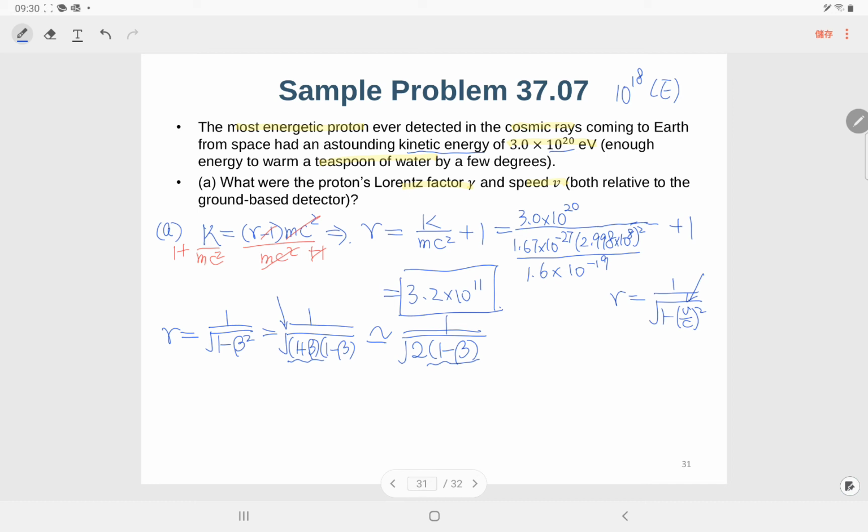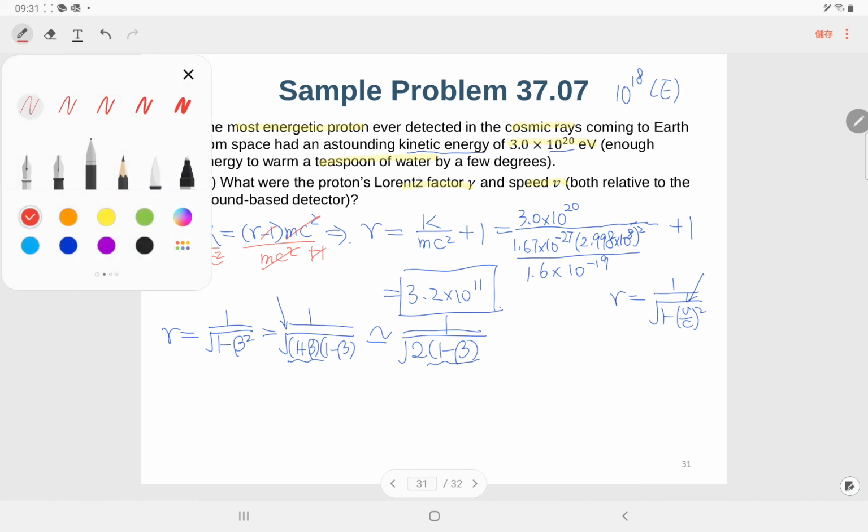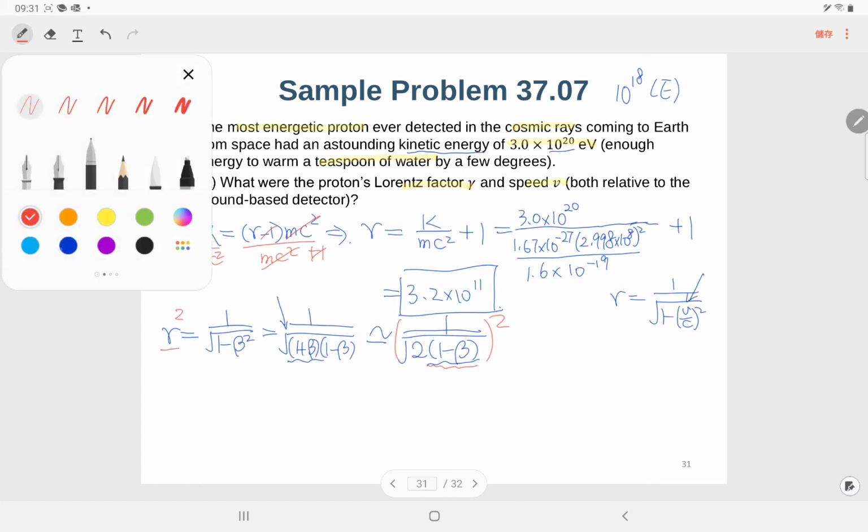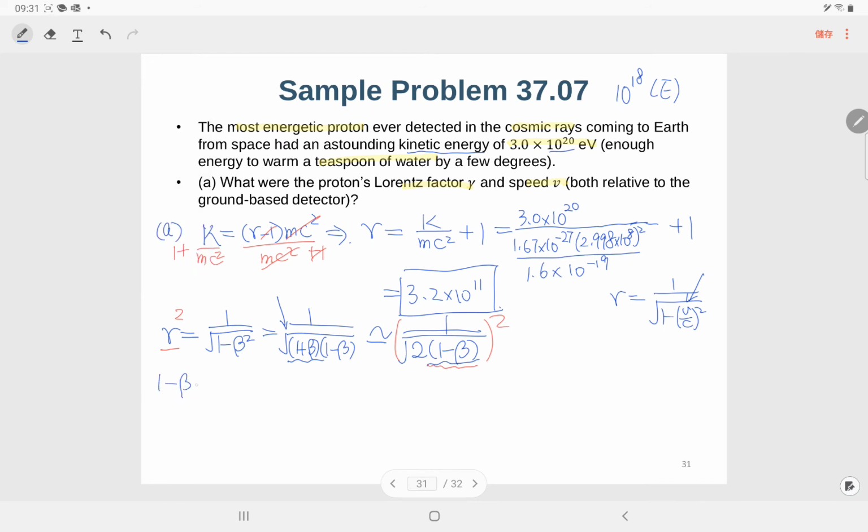and then next we can square both sides, so we eliminate the square root, and then we can move this one to the left side, move this one to the right side, and then we try to solve beta. So finally it will become 1 minus beta equals 1 over 2 gamma squared.